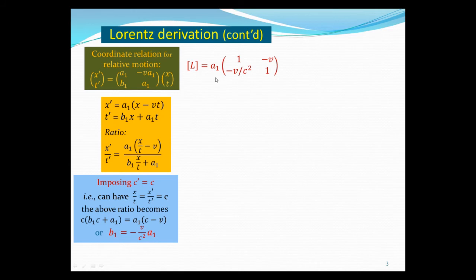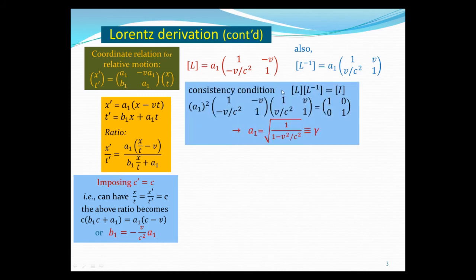So therefore, in the Lorentz transformation every element has a1. I factor it out, then I have 1, 1 here, minus v, and minus v over c squared. At the same time, I can write down the inverse Lorentz transformation by simply changing v to minus v, so I have this expression. Actually, you can also argue why it has the same a1 from the principle of relativity, which is again done in the book.